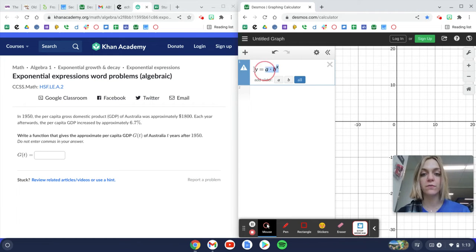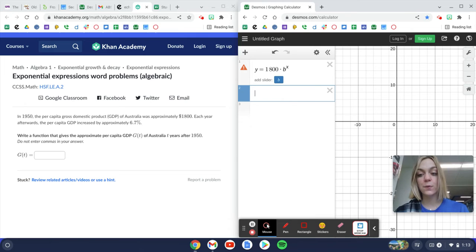So I have my general form of an exponential function here. Y equals a times b to the x, where a is my initial value and b is going to be my growth factor. So I see that my initial value here is 1,800. I'm going to go ahead and put that. That's the starting GDP. And each year afterward, it increased by 6.7%.